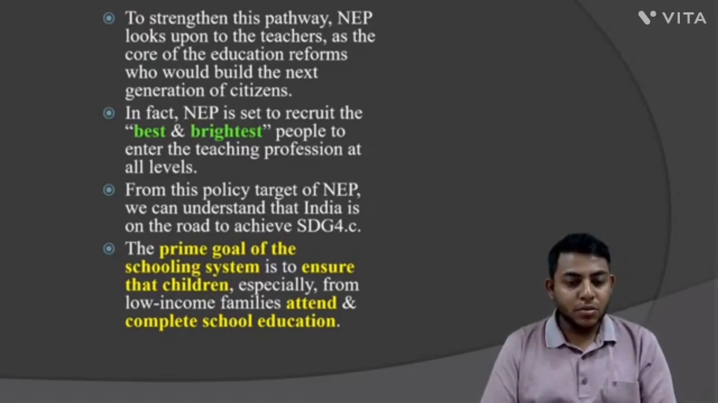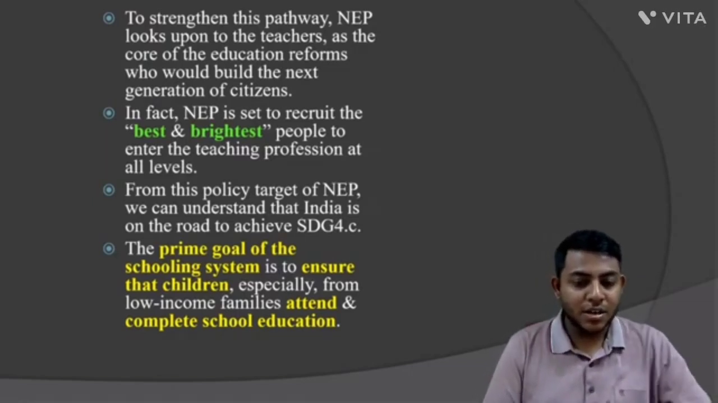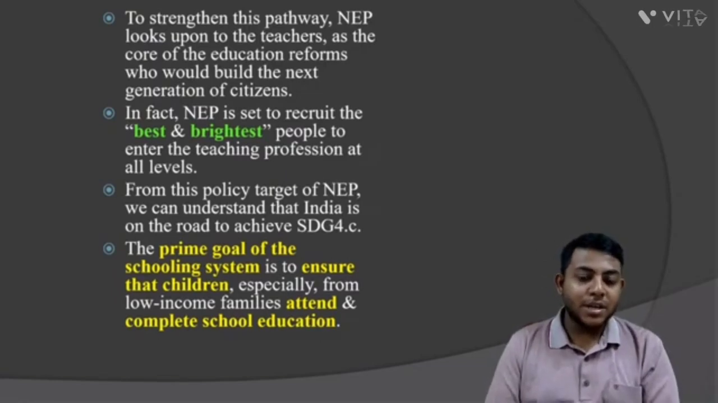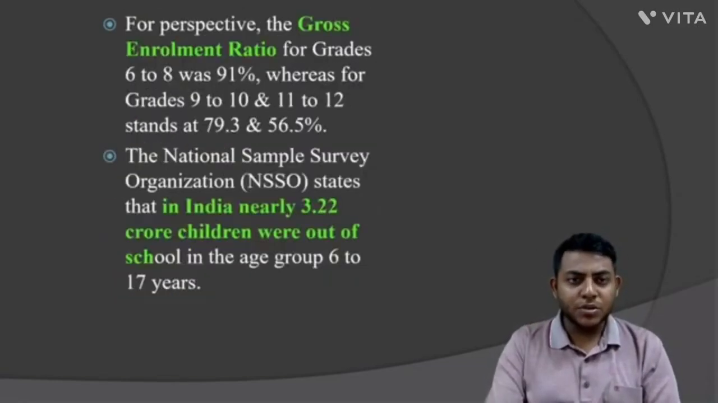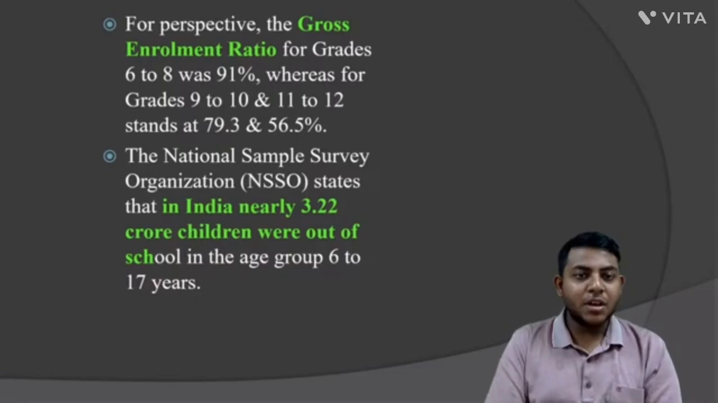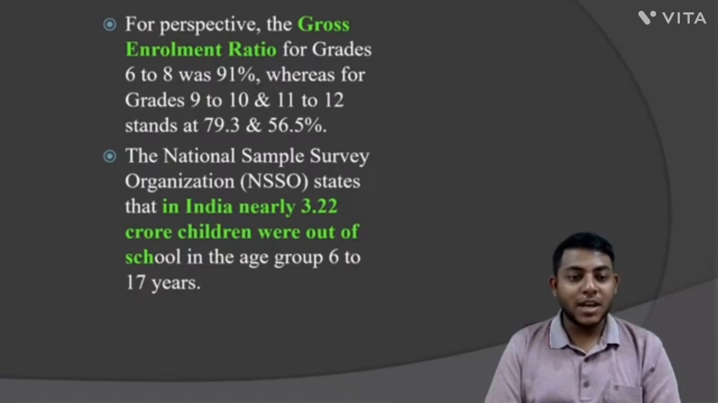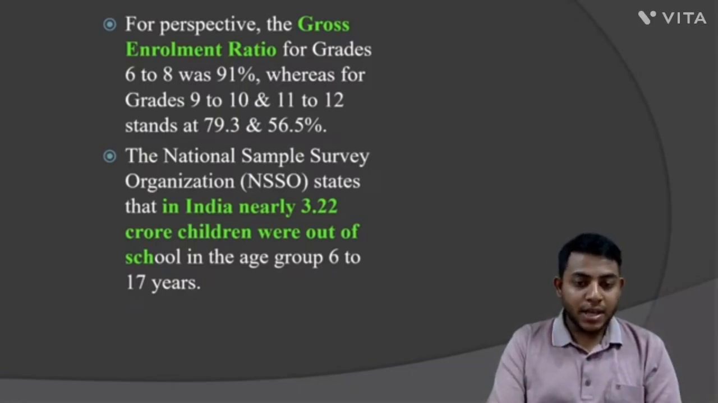And the prime goal of the schooling system is to ensure that children, especially from low-income families, attend and complete school education. And for perspective, the gross enrollment ratio for grades 6 to 8 was 91%, whereas for 9 to 10 and 11 to 12 it stands at 79.3 and 56.5%. And the NSSO states that in India, nearly 3.22 crore children were out of school in the age group of 6 to 17 years.